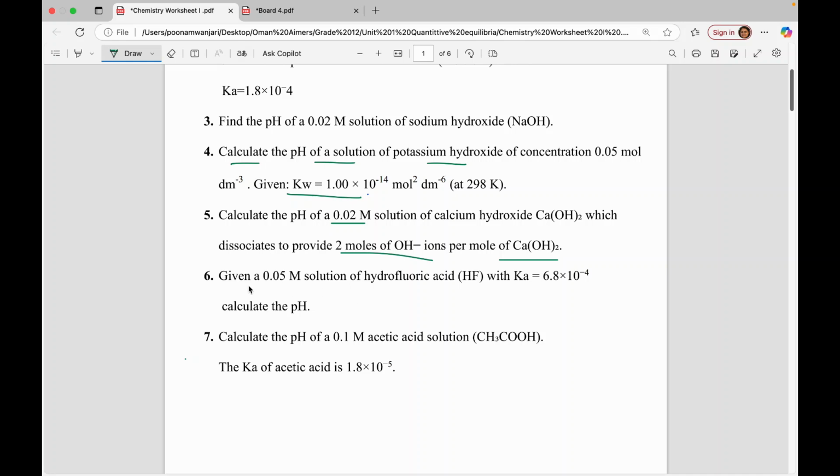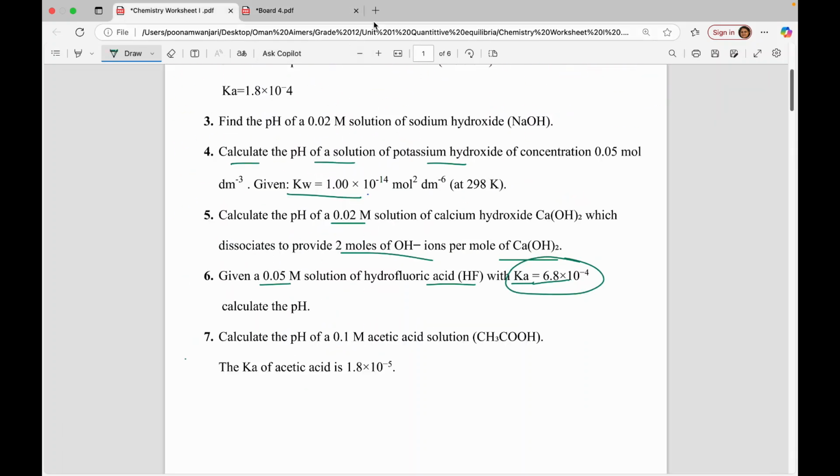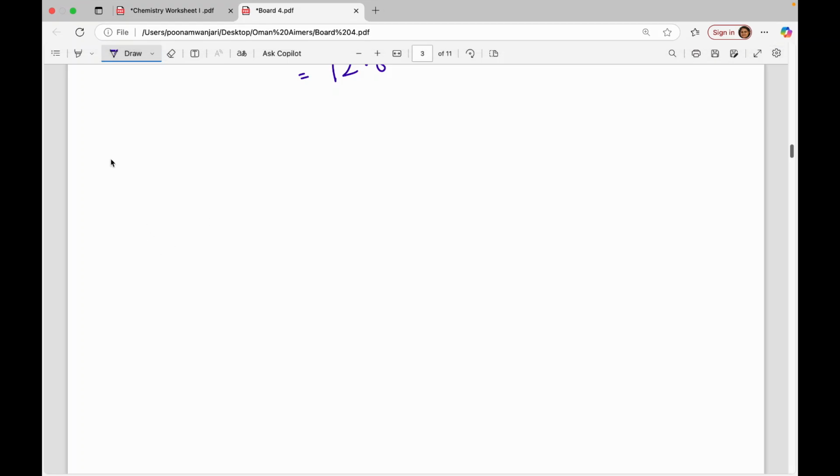The sixth problem is given: a 0.05 molar solution of hydrofluoric acid with a dissociation constant, students. Here we need to calculate the pH. How do we identify a weak acid and a strong acid? If the dissociation constant is given, that means in the problem you need to use the dissociation constant. This is a very simple way. Which number problem is it? The 6th problem. So in the 6th problem, use the formula for weak acids directly.